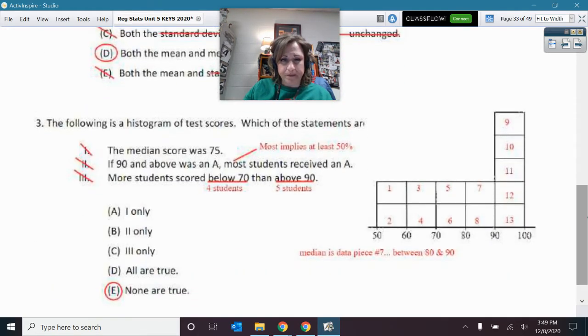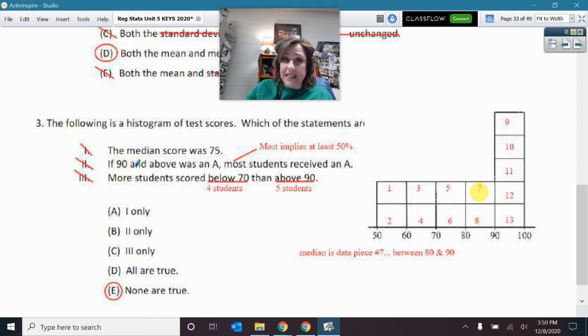Okay, number three. The median score was 75. So I took this data set and I went ahead and I numbered it so I could find out where things were. So if there's 13 pieces of data, then that's going to put the median right here at number 7 because we're going to split the bottom 6 and the top 6. All right, so the median is somewhere between 80 and 90. So the median is not a score of 75. I know that. The median is the data piece number 7, between 80 and 90.